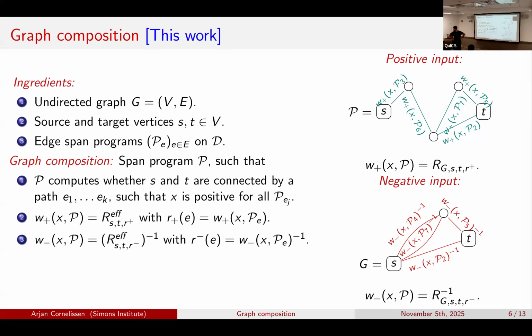Very silly question: if there isn't a path, what will the resistance be? If there isn't a path, you're in the naive case. Oh, I see. Yeah. Cool, so then you compute the negatives.